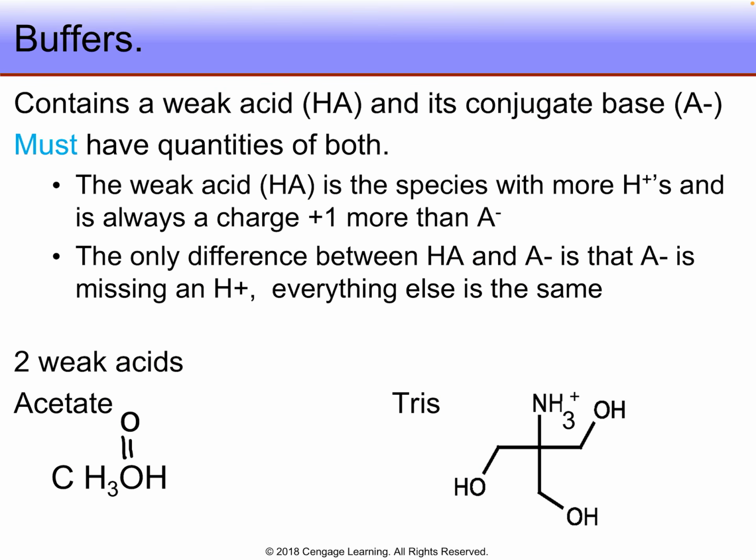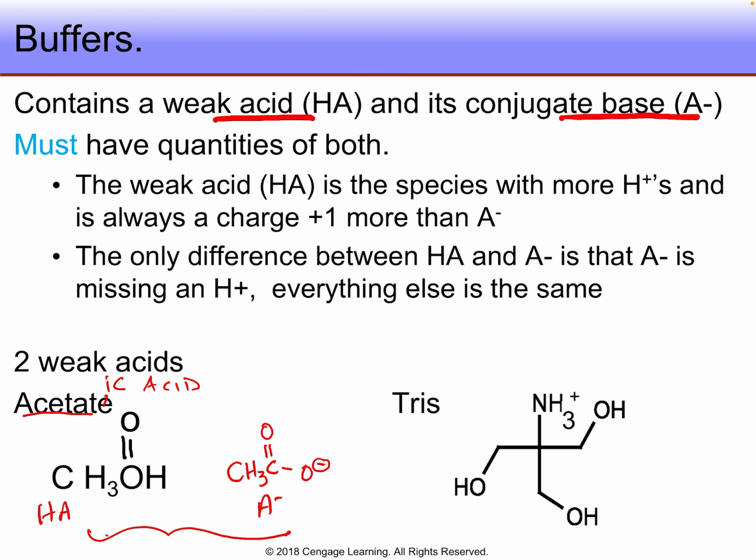So a buffer is a weak acid and a conjugate base pair. You must have significant quantities of both. So here below is an example of a weak acid. And this, as drawn, is actually acetic acid. And this is the HA form of this weak acid. If you also have significant amounts of acetate, that's the acetic acid minus the H plus, that would be our A minus. If you have significant amounts of both of these, then you have a buffer.